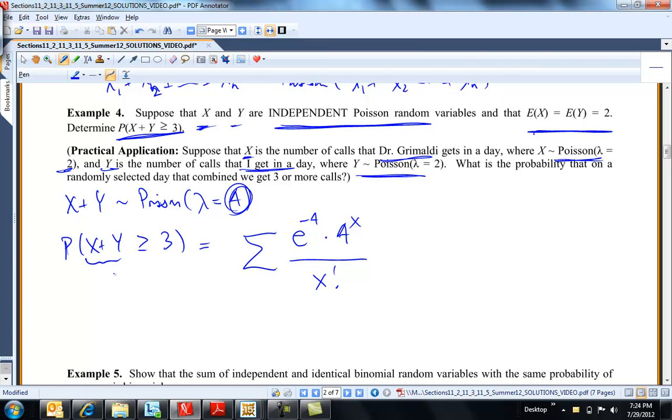Let's call this new random variable W. So W is bigger than or equal to 3. That would make this W, that would make this W. And W, I'm going to sum from 3 to infinity.